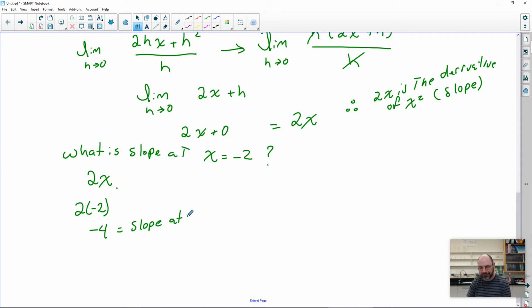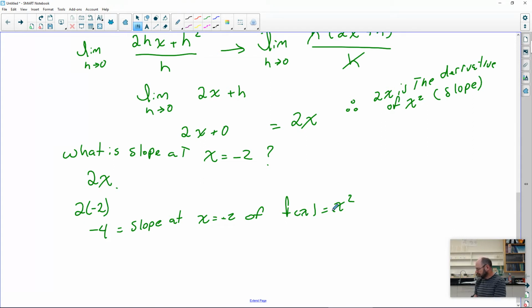at x equal negative 2 on f of x equals x squared, or y equals x squared. And that's the definition of derivative. And that's our first very simple example. So to get the derivative, you just use this equation.